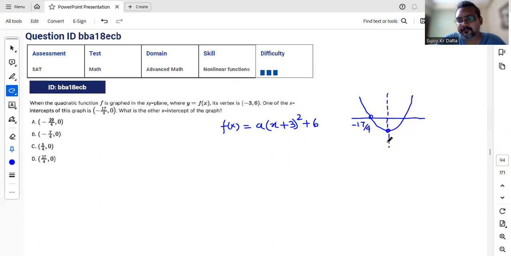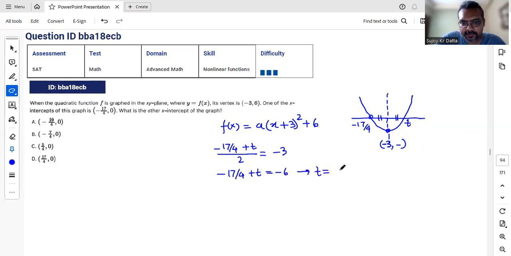The line of symmetry through the vertex passes through minus 3, comma something. This and this must be the same. So if the other x-intercept were t, we have negative 17 by 4 plus t upon 2 is negative 3. Simplify: negative 17 over 4 plus t is negative 6. So t is 17 over 4 minus 6, so that's minus 7 over 4. So minus 7 over 4, comma 0. That's the second option. All right, let's go to the next one.